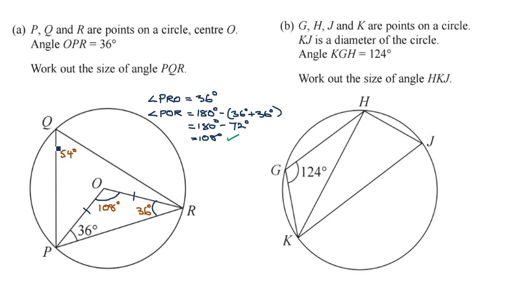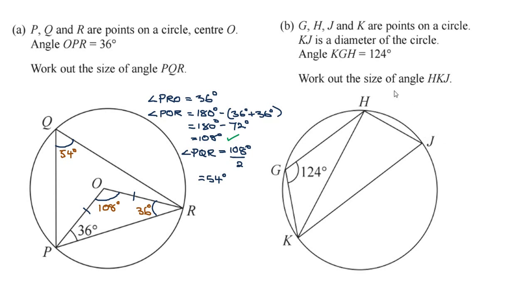So now that's completed the diagram, I again need to carefully mark what I've done here. I'm now going for the angle PQR. Angle PQR is half of 108, or 108 degrees divided by 2, which is 54 degrees. Okay, so that completes part A. Let's move on to part B.